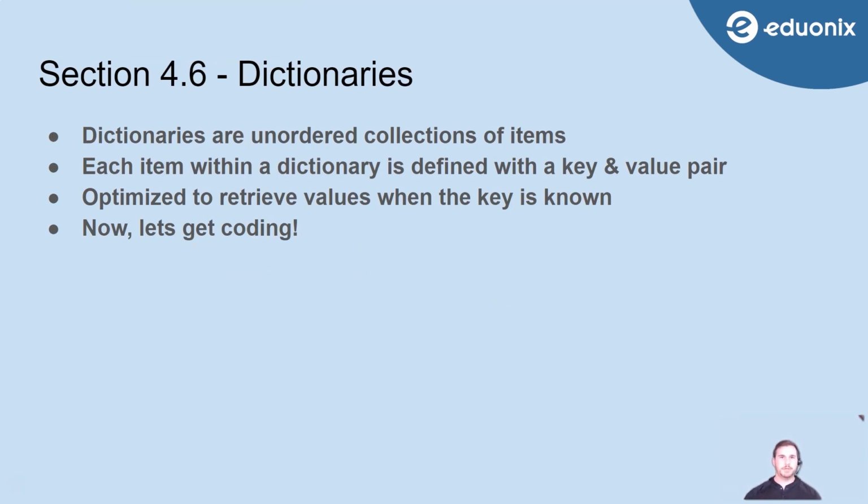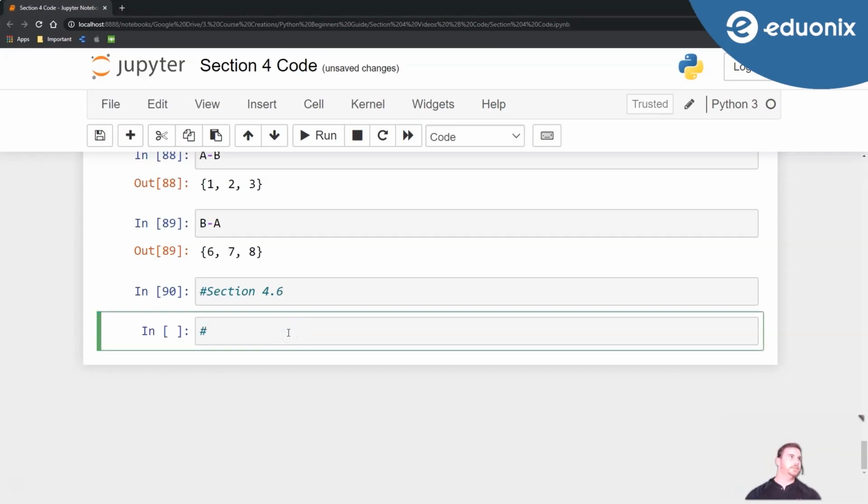I'm going to go ahead and open up my Jupyter notebook. I suggest you do the same. I'm going to use section 4 just so it's all together, but we won't need any dependencies, so you could start a fresh one as well. For dictionaries, let's take ourselves a little bit of notes here.